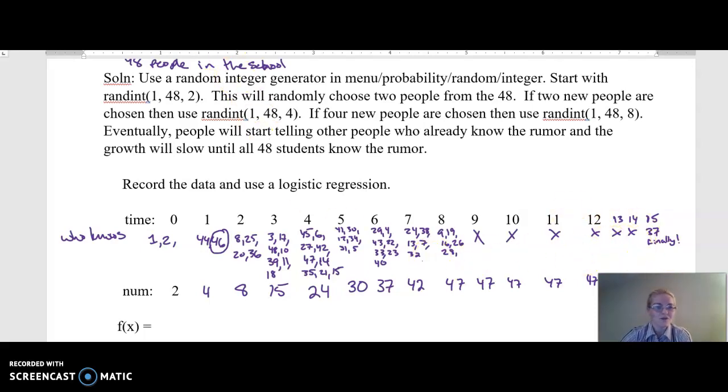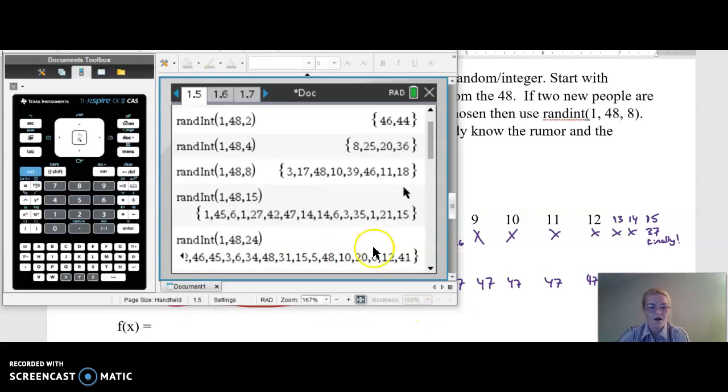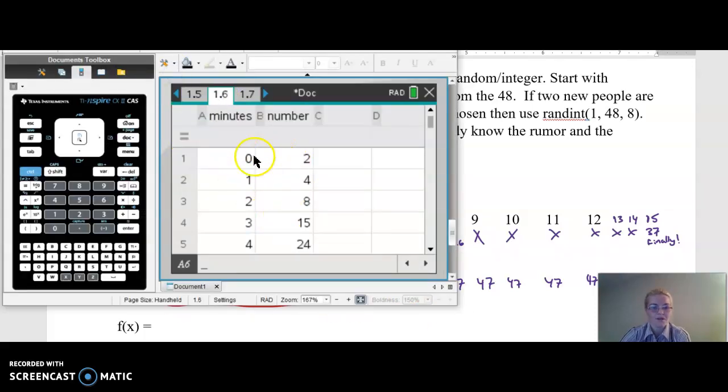But what I want to show you is, if I wanted to answer the question, how long will it take until all 48 people know? If I use just this much data, 0, 1, 2, 3, 4 minutes and 2, 4, 8, 15, 24 people, on my calculator, I put these into a table, minutes and number of people who knew. And you can see there's nothing else below that.